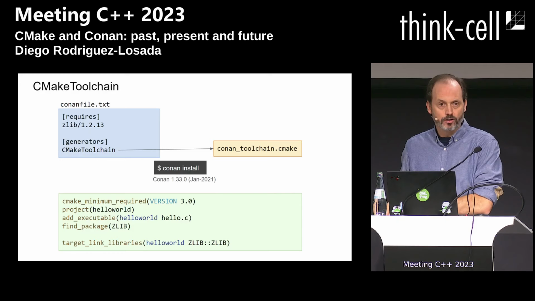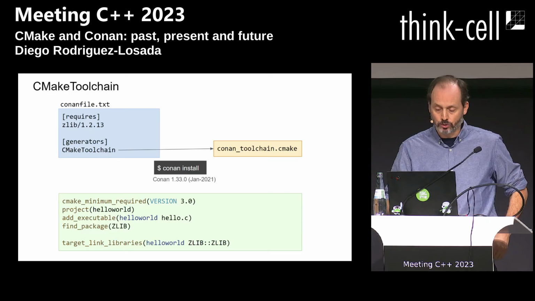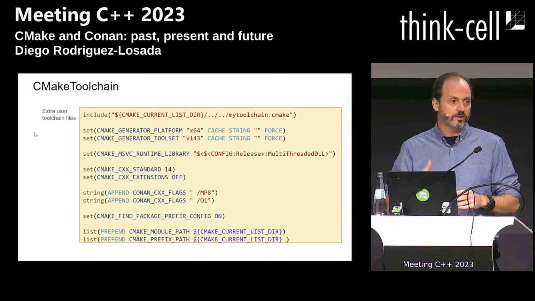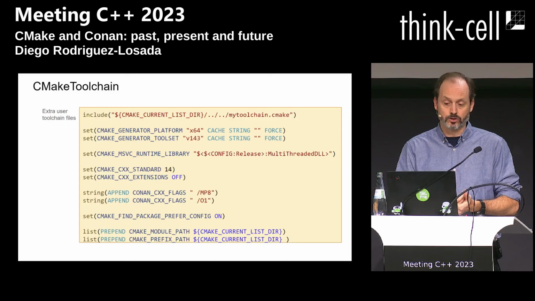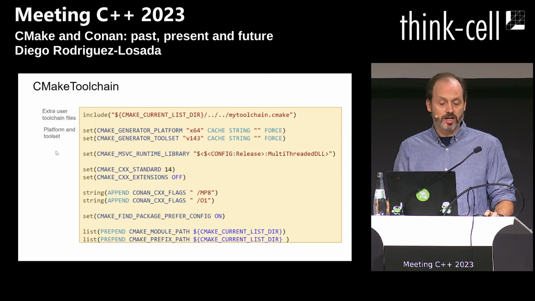And this is what we did. We have the CMakeToolchain generator to create a conan_toolchain.cmake file that looks something like this. Okay, this is the file created by the generator. First, very important, we always allow users to do what they want. So if users want to define their own toolchain files, they can do it. And it will be included in the conan_toolchain.cmake file, so it will be adding their functionality. Then we will be defining things like platform and toolset. We will define the runtime, C++ standard, flags, and also how to locate the other files that CMakeDeps is generating for us.